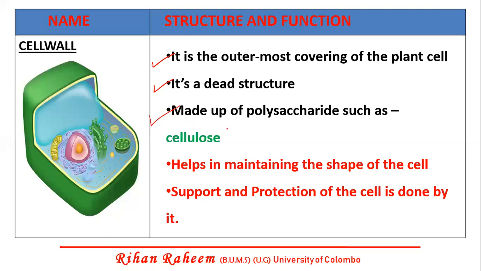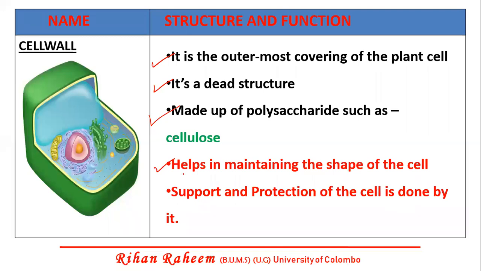There are some other things, cellulose, hemicellulose, pectin, a lot of things are there, but you will learn that in A level. For now, for O level, you need only one main thing, that is cellulose. It helps to maintain the shape of the cell, and also supports and protects the cell. Protection of the cell is done by it.